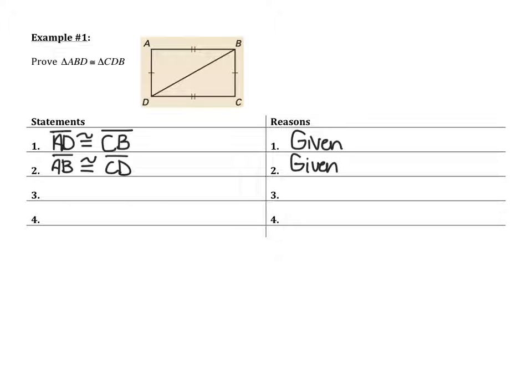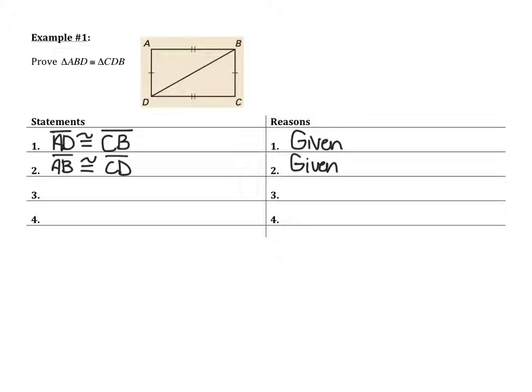So let's just assess what we have here. So far, we have two side pairs congruent. I have this pair of sides congruent, and I have this pair of sides congruent. I need a third pair of sides congruent. Looking at our diagram, I see that this segment is shared by the two triangles. I have segment BD right here and segment DB right here. And that segment is the same segment. So a segment is congruent to itself. So I can get my third segment pair by stating that this segment is congruent to itself.